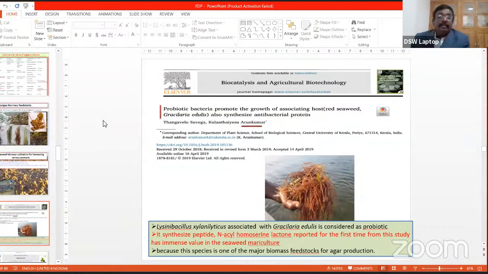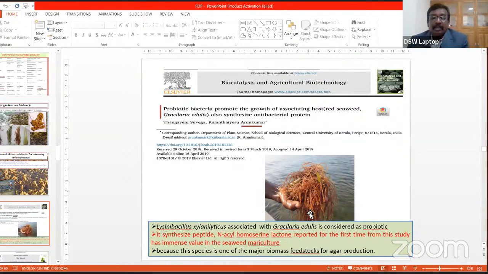Actually, in my publication, I have found an associated bacterium, Lichenibacillus silaneticus, which supports the growth of Gracilaria edulis in the ocean. This Gracilaria edulis alga is a source for the production of agar. It is a highly rich polysaccharide.